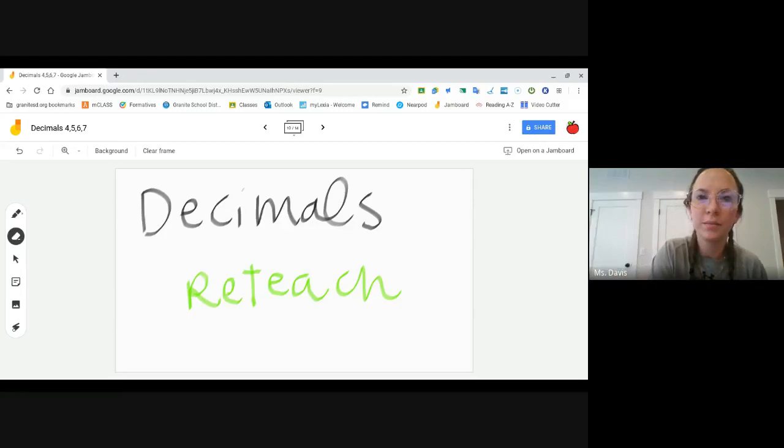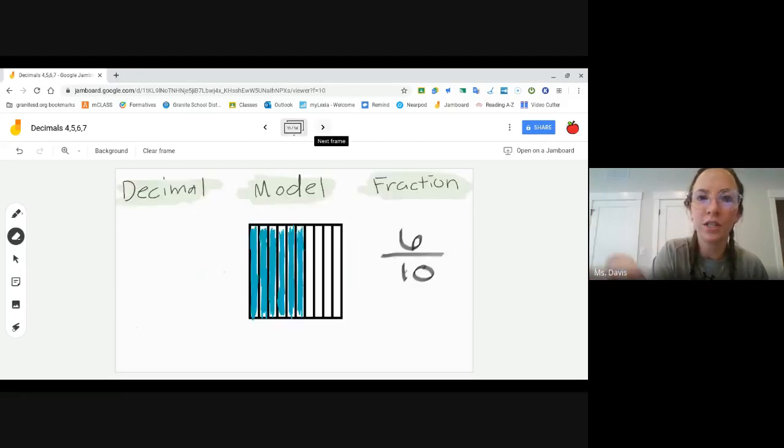So first, we're going to start with fractions that are not mixed numbers. Right here I have 6/10. It's a regular fraction. It's not a mixed number, and it's not an improper fraction. It's just kind of regular.